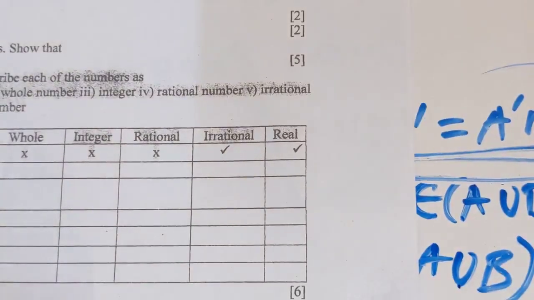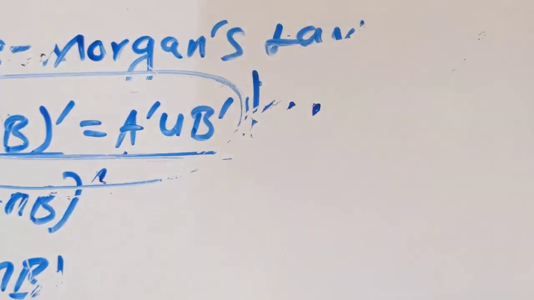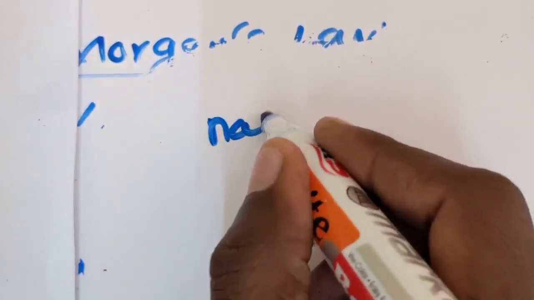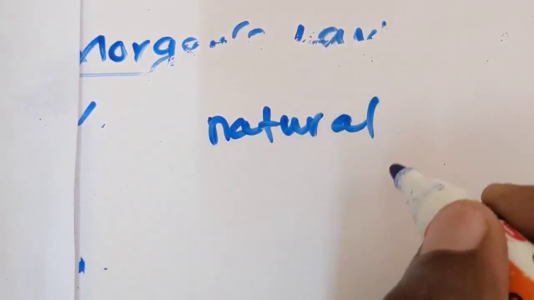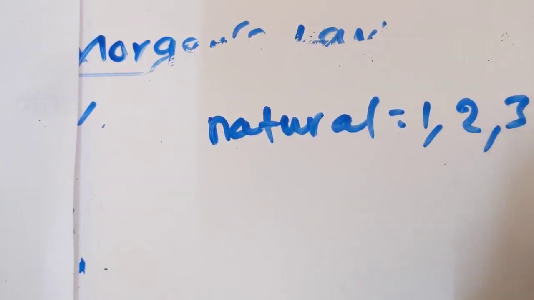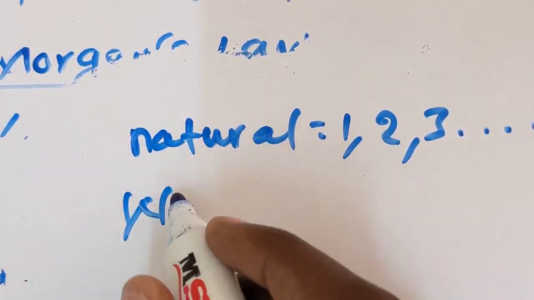What I mean, most of you might be confused. I think I should be giving examples just from here. So let me say, natural numbers are 1, 2, 3, going like that. Now whole numbers.